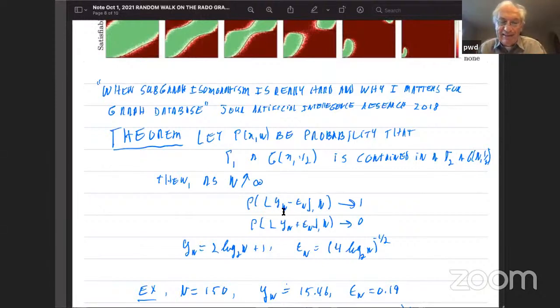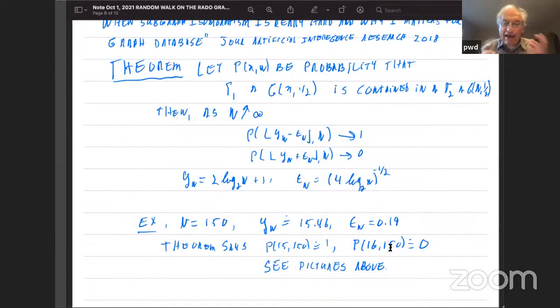If little n is y capital N minus epsilon, the probability tends to one. If little n is y capital N plus epsilon, the probability tends to zero. And y capital N is 2 log N plus 1, and epsilon is something over square root of log N. So there's a very sharp concentration. And as an example, when N is 150, this y is around 15 and epsilon is 0.19.